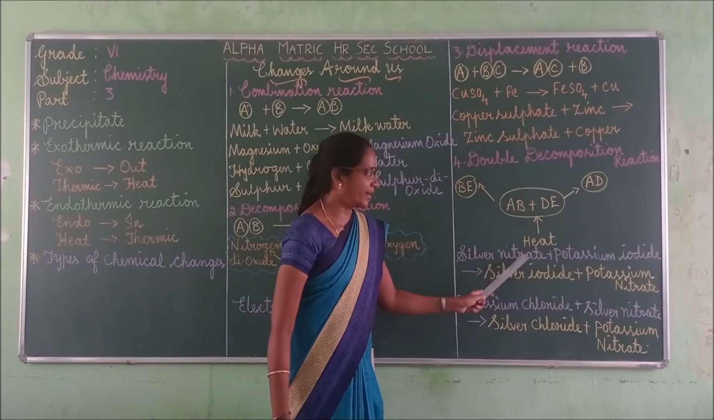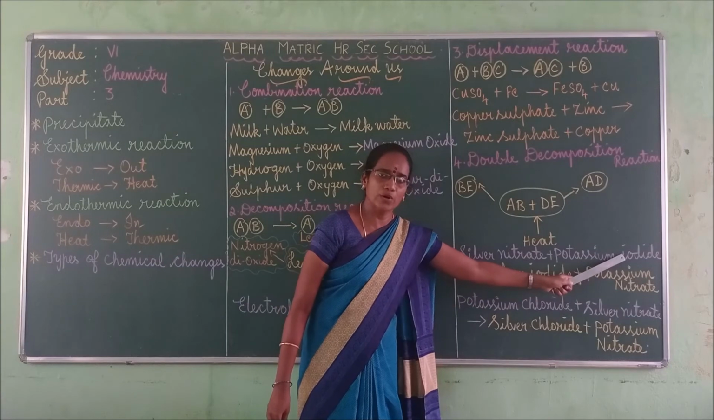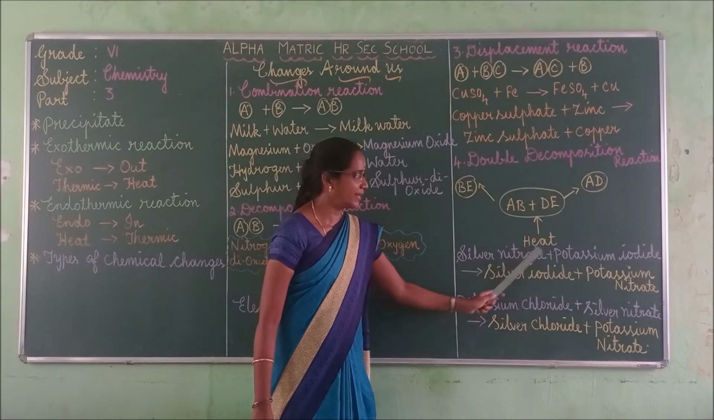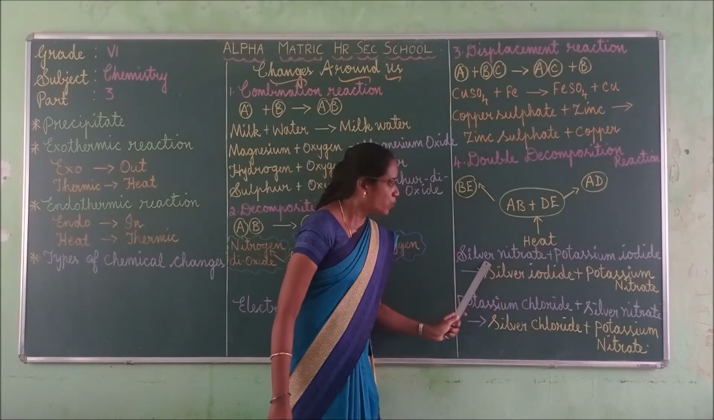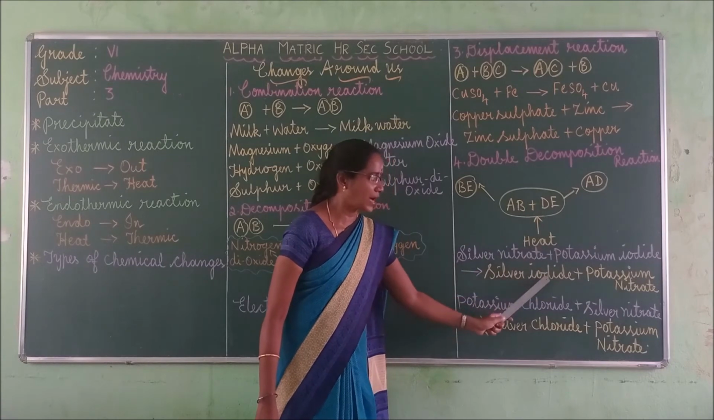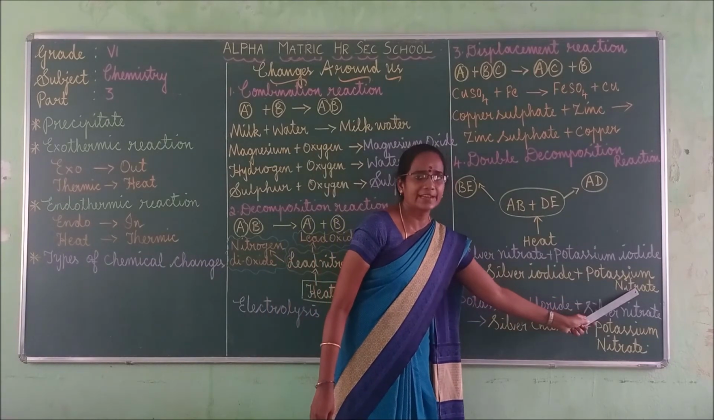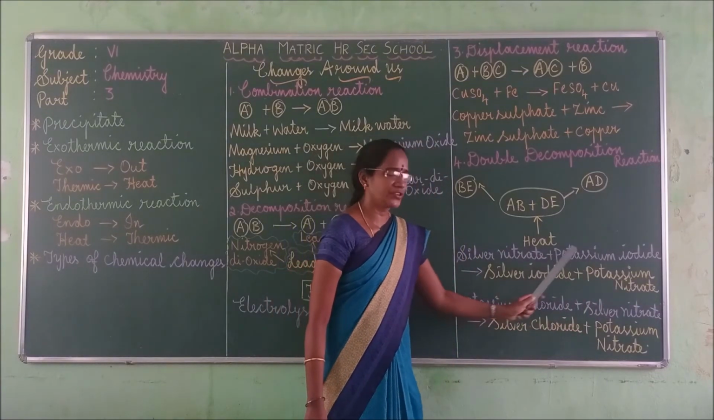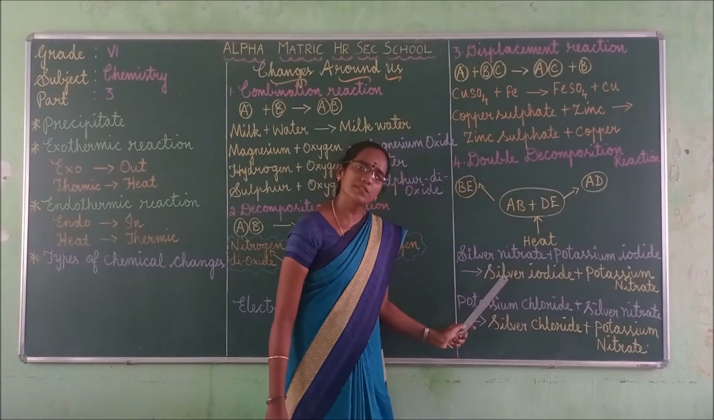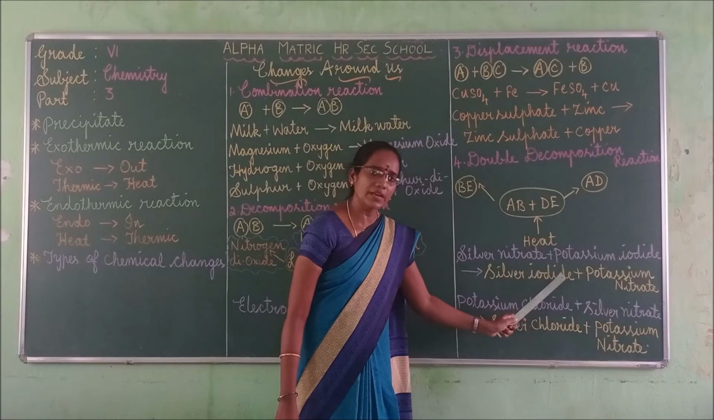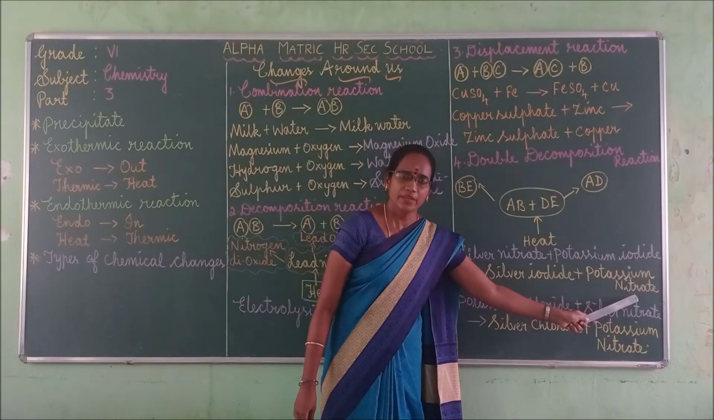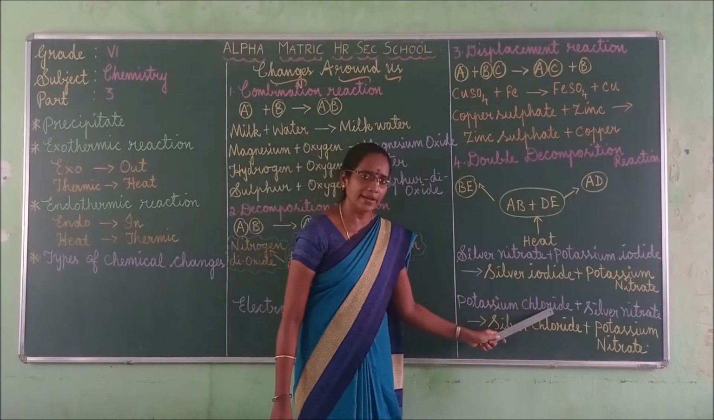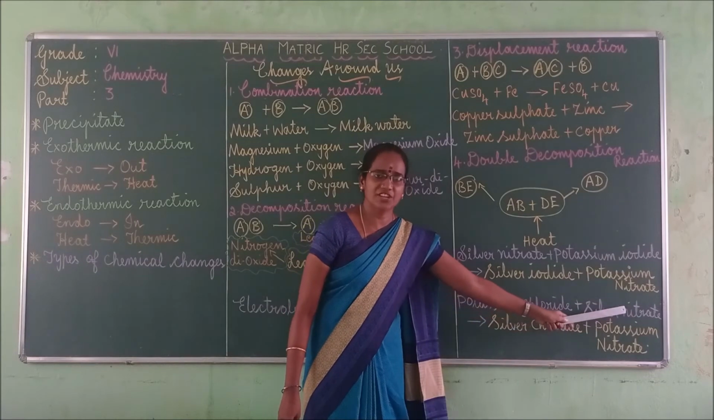See, silver nitrate when it reacts with potassium iodide. This is a word equation. Silver nitrate plus potassium iodide both react to form silver iodide plus potassium nitrate. Here ions are exchanging. Silver nitrate when it reacts with potassium iodide, it forms two new products, that is silver iodide as well as potassium nitrate. Right?